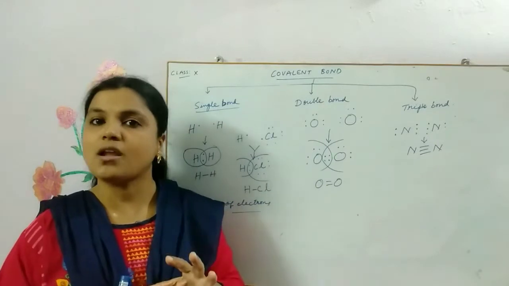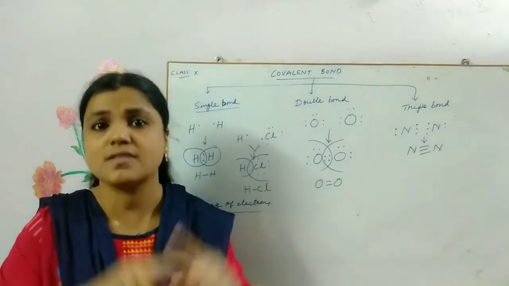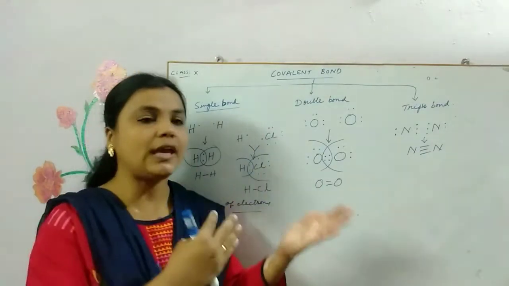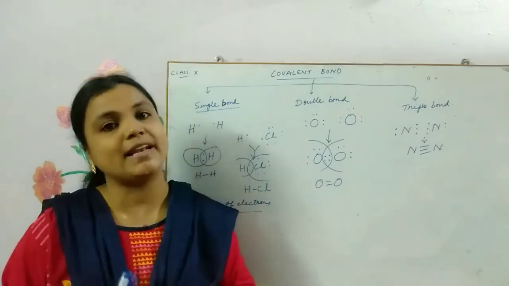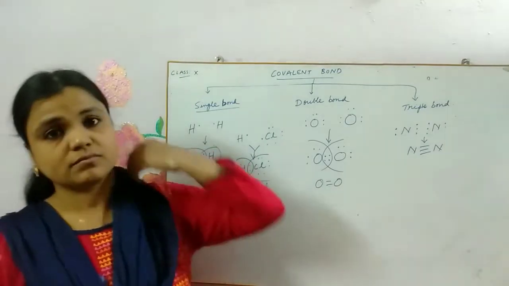You know that non-metals usually have 5, 6 or 7 electrons in their outermost shell, so that they would need 3, 2 or 1 electron in order to get the stable electronic configuration. Right, children? So let us see that.